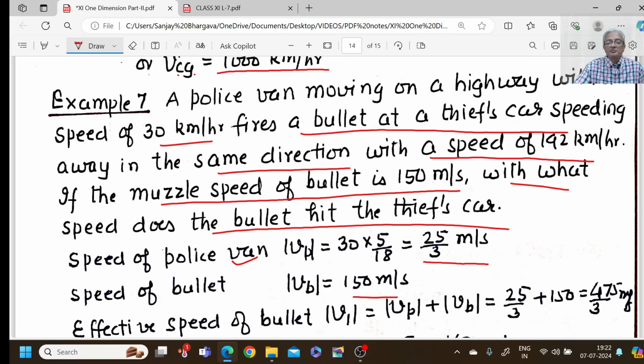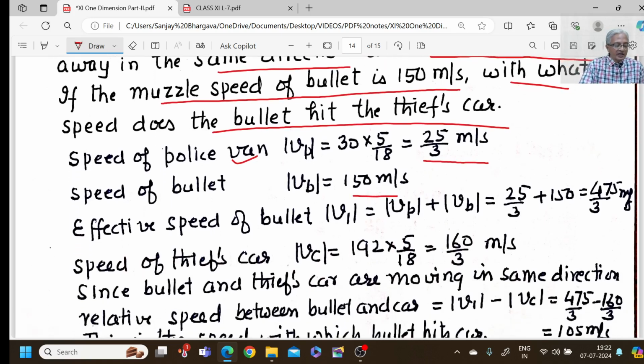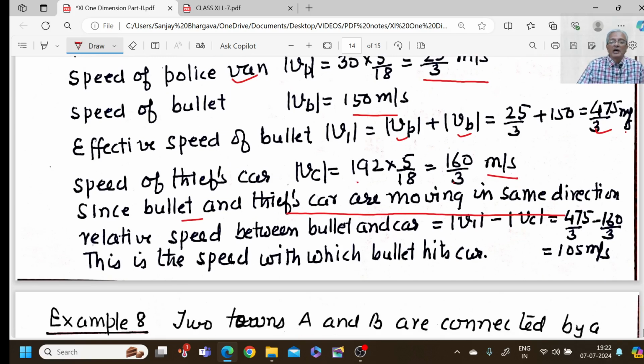What is the effective speed of the bullet? That is V1, equal to the velocity of the police van plus the speed of the bullet, that is 475 by 3 meter per second. The speed of the thief's car is 192 into 5 by 18, that is 160 by 3 meter per second. Since the bullet and the thief's car are moving in the same direction, the relative speed between bullet and car is V1 minus VC, which is equal to 105 meter per second. This is the speed with which the bullet would hit the car.